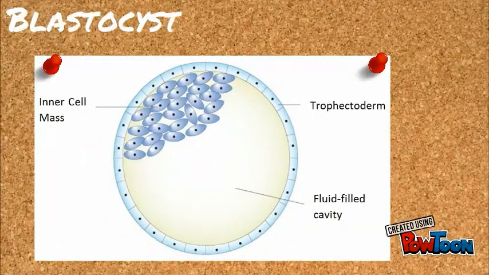The blastocyst stage is when the cells form a hollow mass that consists of 3 parts: an outer trophoblast layer, an inner cell mass, and a fluid-filled cavity. The inner cell mass is the source of embryonic stem cells.